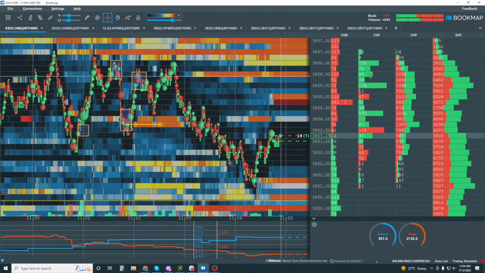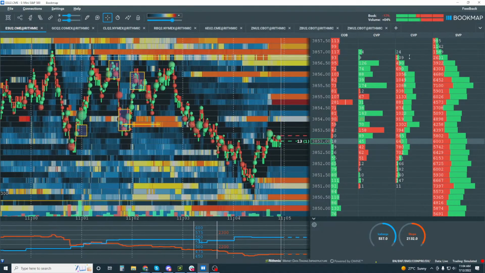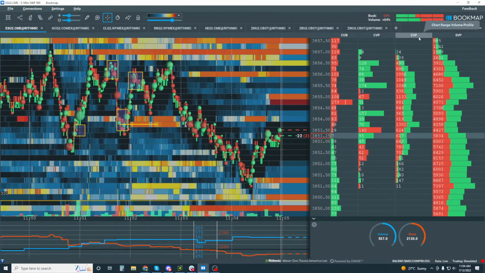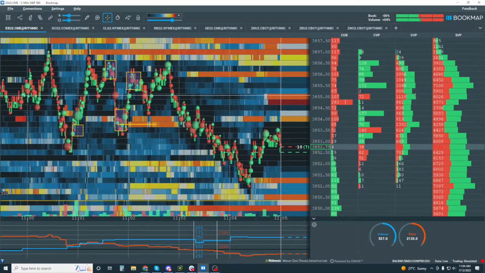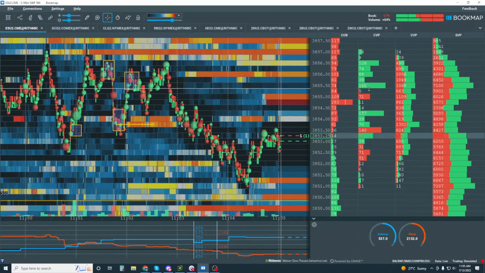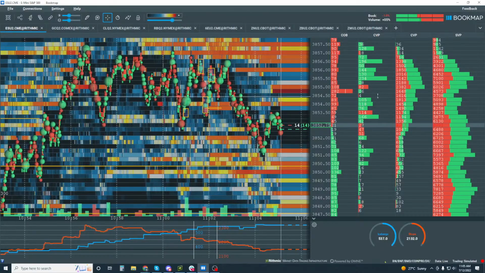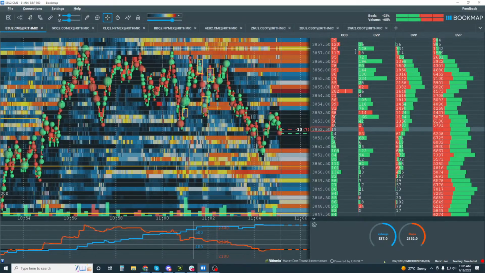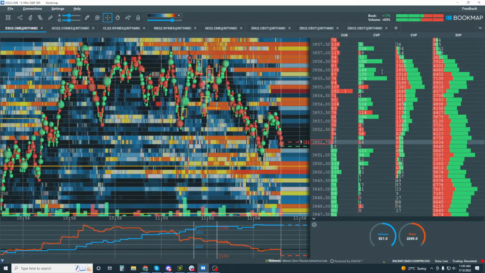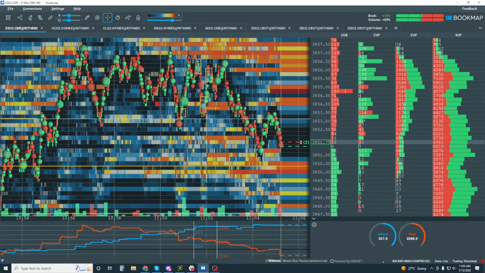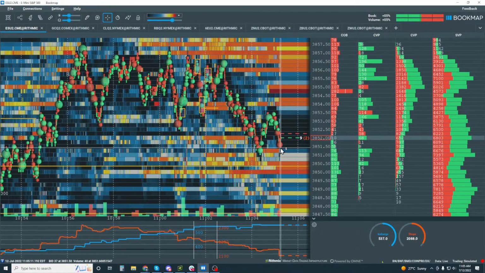The two CVPs: one is showing delta, and the other one is showing a composite of buying and selling. This is buy minus sell. I really like the delta and what it can show here. You can see this whole range up in here, buyers in control, and we can see a squeeze here, like a long squeeze.